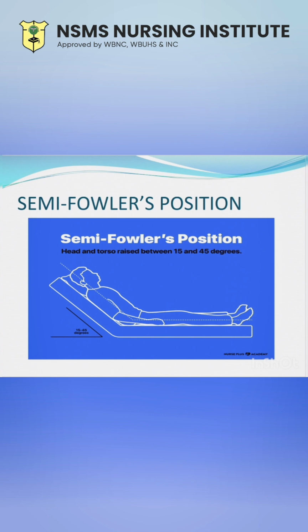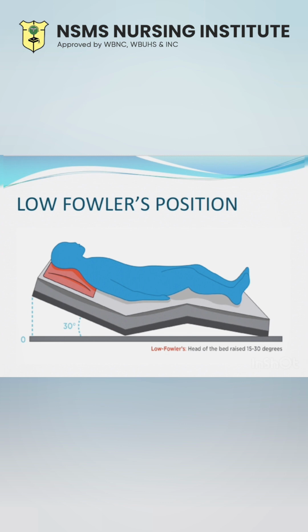In semi-Fowler's position, head of the bed is elevated to 30 degree to 45 degree angle. This position relieves tension on incision site after abdominal surgeries and eases the breathing process. And lastly, let us see the low Fowler's position. When head of the bed elevated to 15 degree to 30 degree angle, it is known as low Fowler's position. Low Fowler's position prevents aspiration during tube feeding.